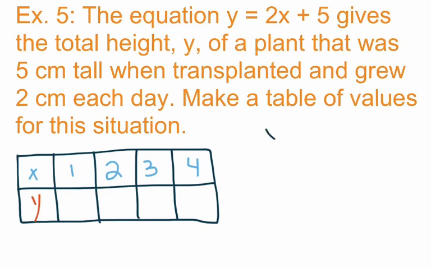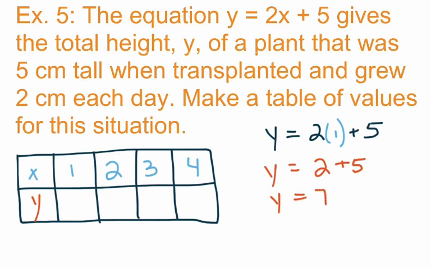I'm going to rewrite my equation here, and I'm going to take each value for x, substitute it into the equation. So we start with y is equal to 2 times 1 plus 5. I took my first x value here, substituted in for x here. So now I have y is equal to 2 times 1 is 2, plus 5, giving me y equals 7. So after 1 day, the plant has a height of 7 centimeters.